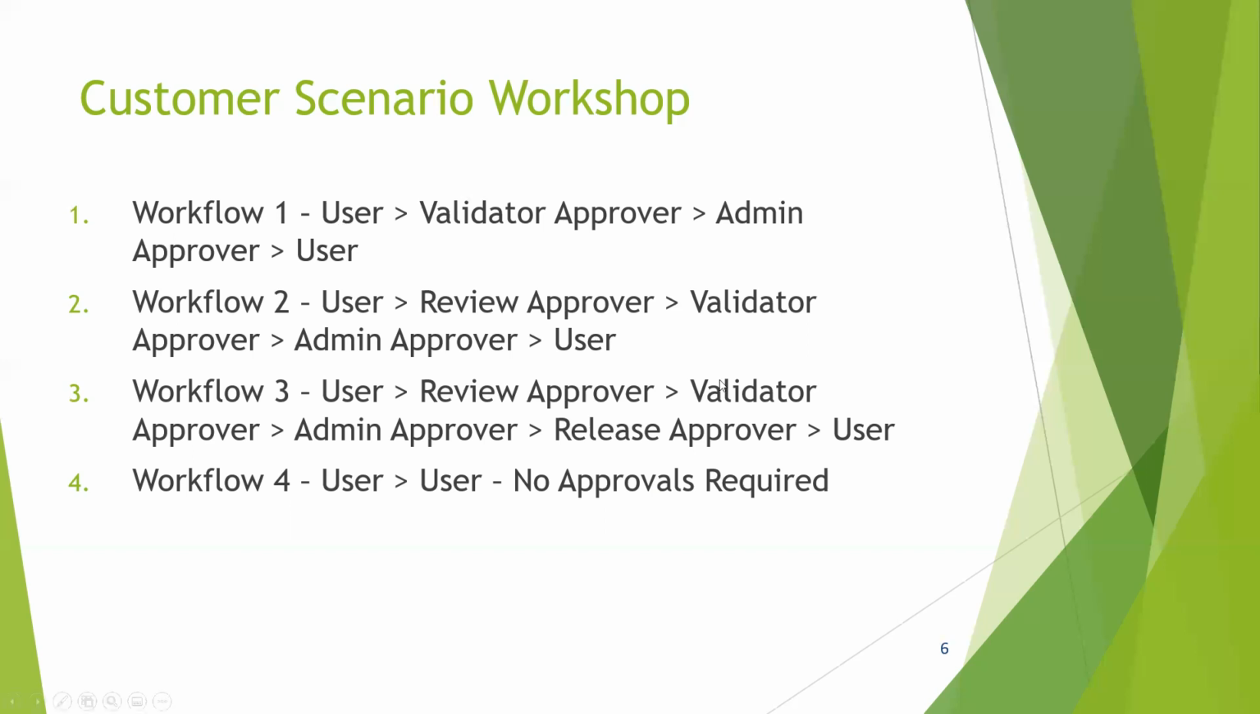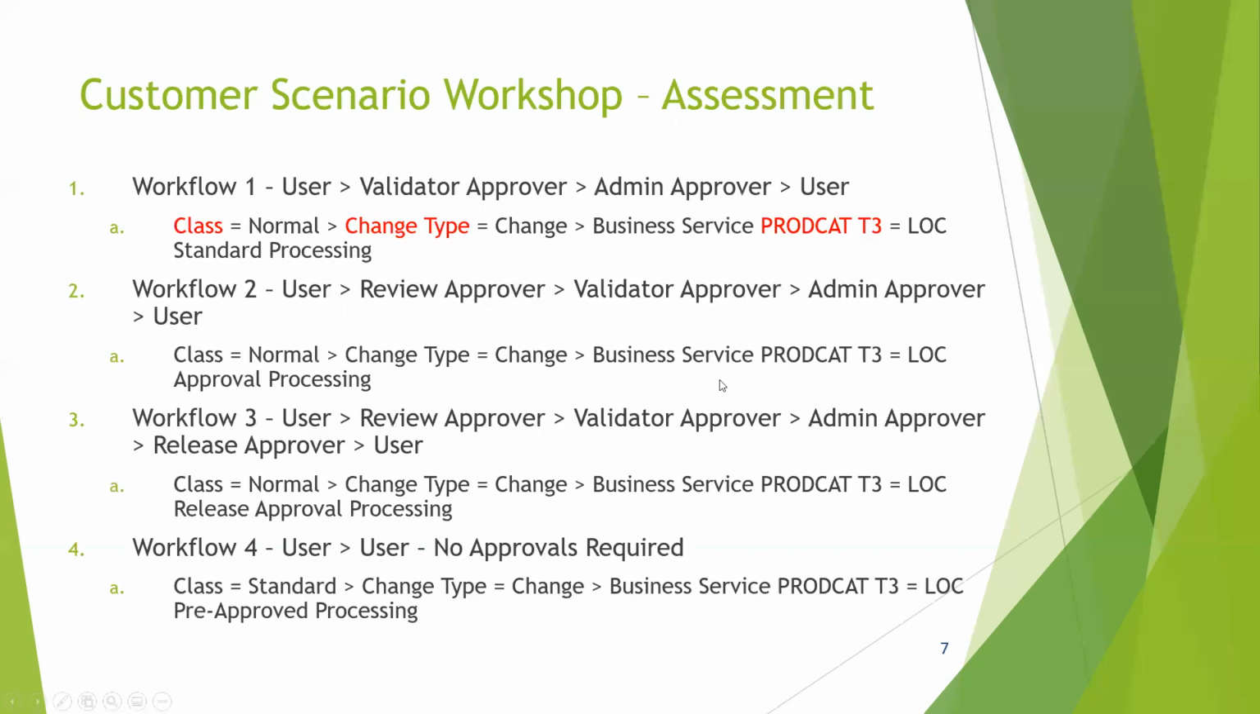But the key was this right here, the approvals, setting up the approval requirement. So this is what I focused my approvals on by setting the tool with these field values. So for the first implementation of going to the validator and the admin approver, I used the class as normal, the change type as change, and the business service is a business service for the change. It's my product tier 3 designator called LOC standard process. Okay, so I use 3 fields. Everybody knows about these 3 fields, right? Class is normal, standard, expedited.